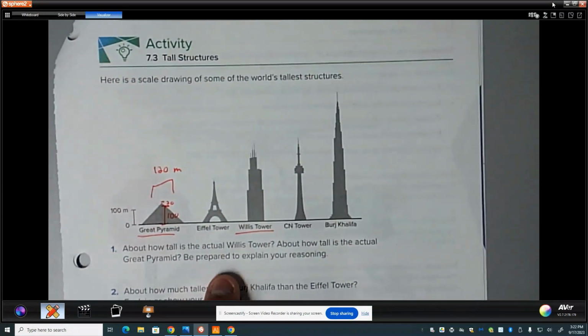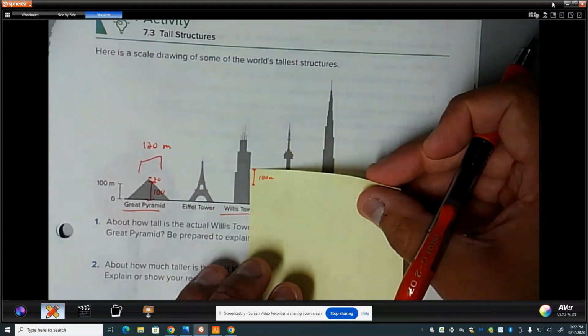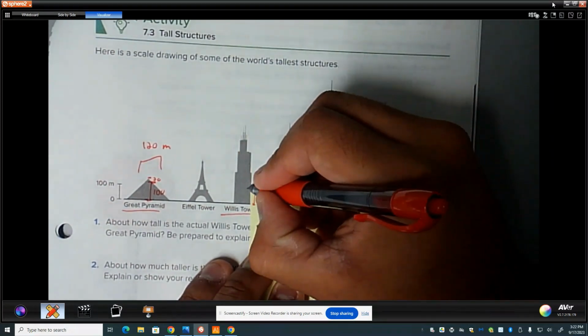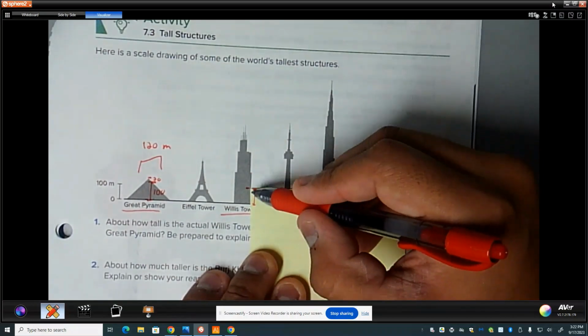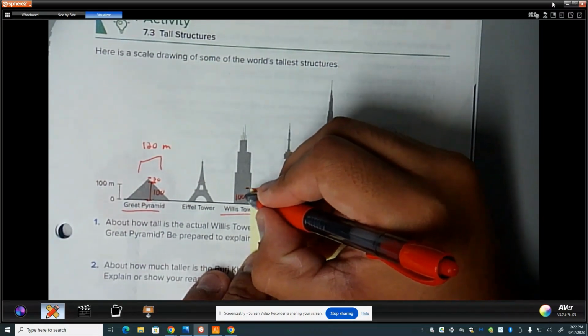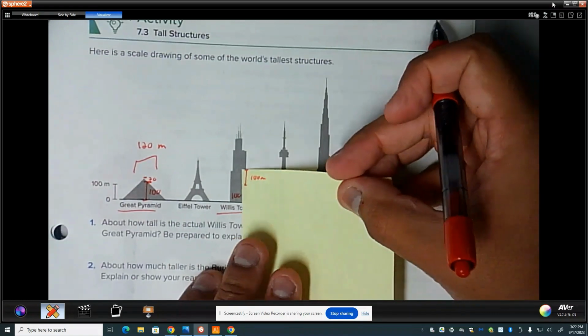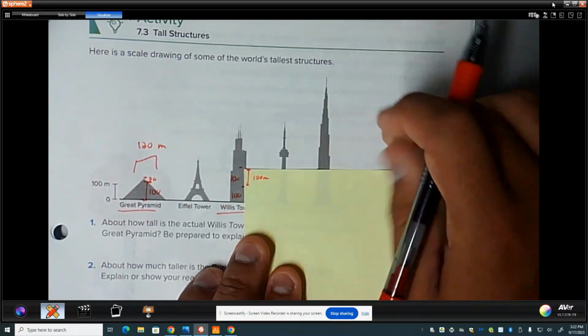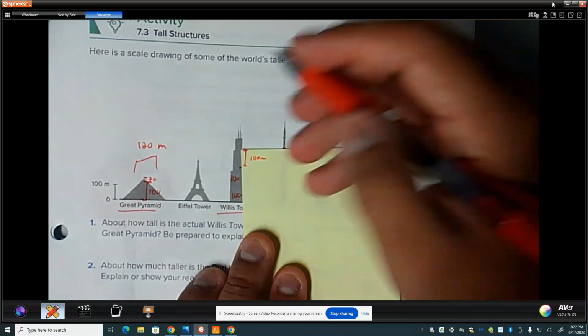Now let's go ahead and look at Willis Tower. I'm going to start from the bottom of my scale and say, okay, from here to the Willis Tower here is roughly about 100. Now if I were to put that same scale on top, I notice that that would be another 100 there. I notice that there would be another 100 here.